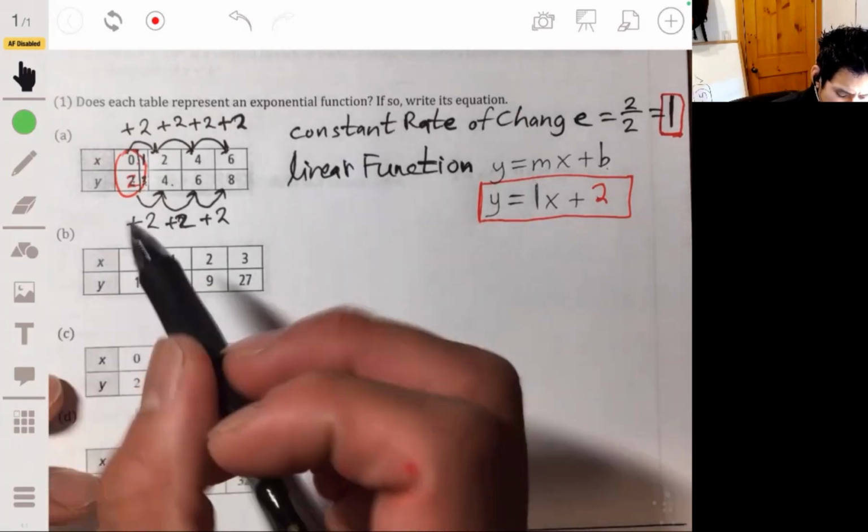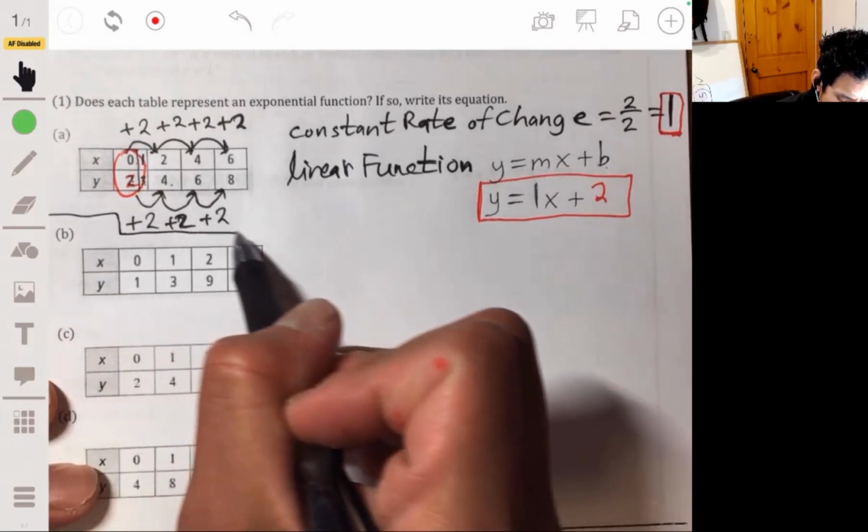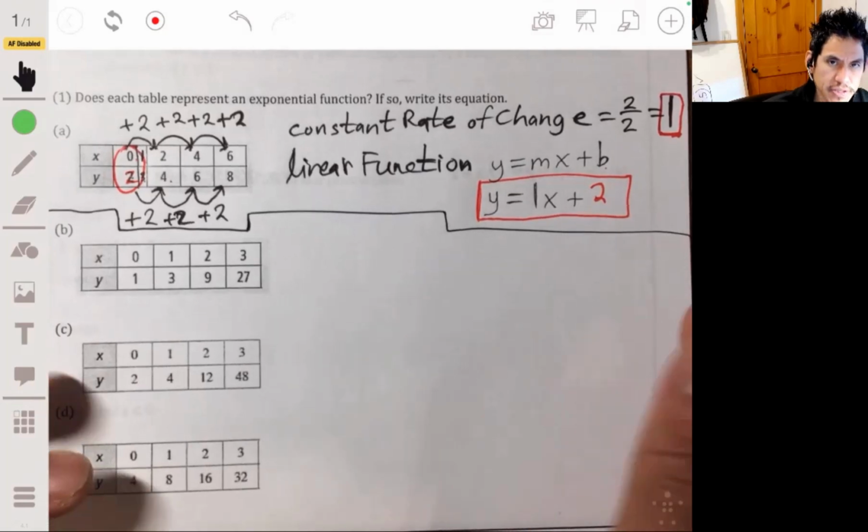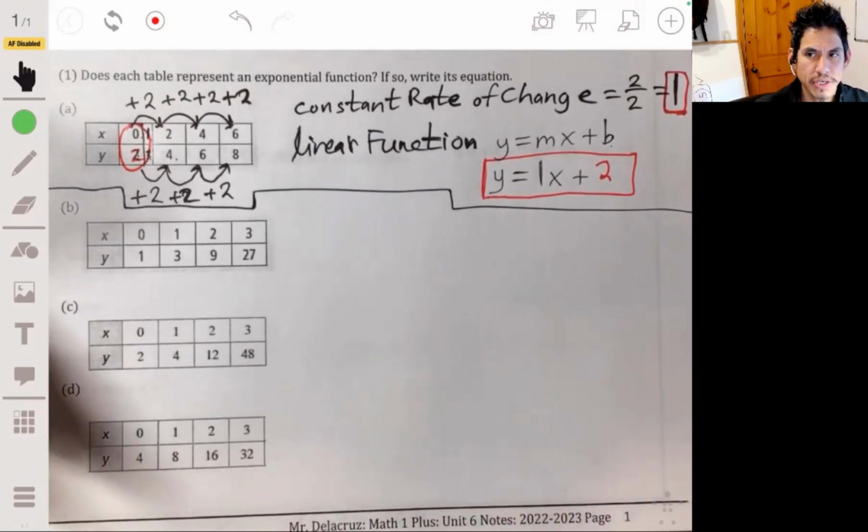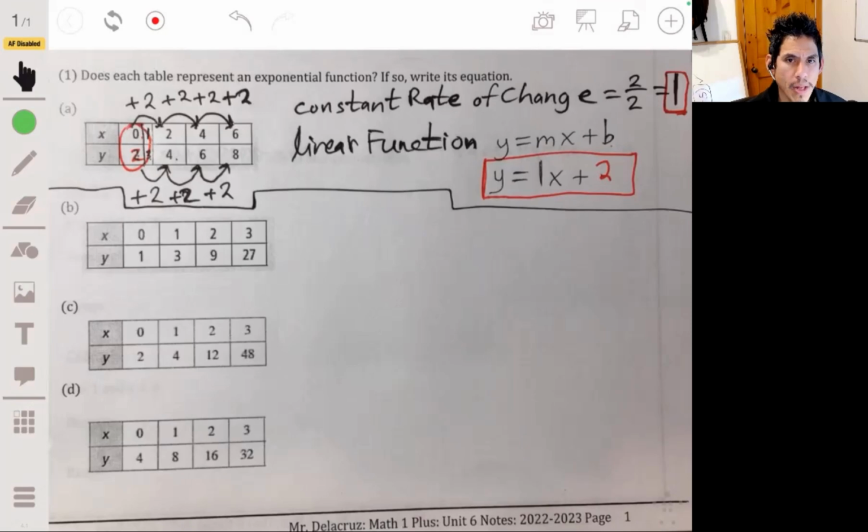So this is the time in your math lives where you really have to start paying attention to those concepts, because that's the only way you're going to survive, really. Let's keep on going.